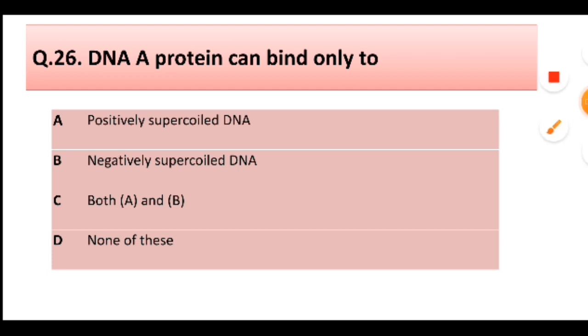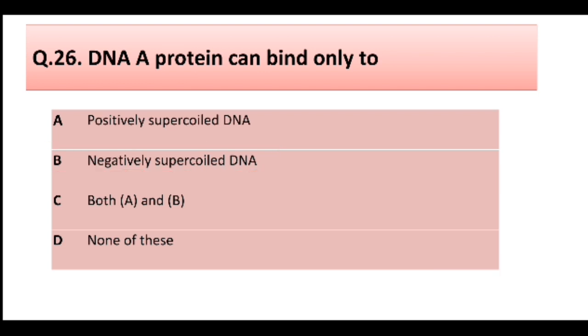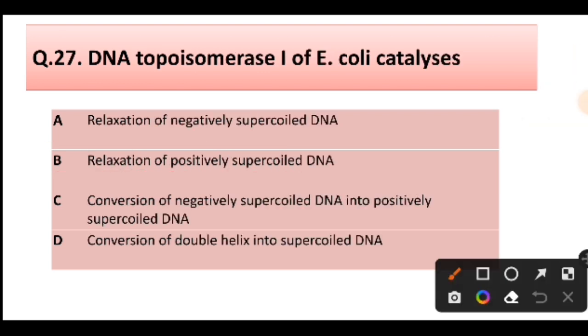Question 26. DnaA protein can bind only to positively supercoiled DNA, negatively supercoiled DNA, both A and B, none of these. Correct answer is option B, negatively supercoiled DNA. Question 27. DNA topoisomerase 1 of E. coli catalyzes relaxation of negatively supercoiled DNA, relaxation of positively supercoiled DNA, conversion of negatively supercoiled DNA into positively supercoiled DNA, conversion of double helix into supercoiled DNA. Correct answer is option A, relaxation of negatively supercoiled DNA.